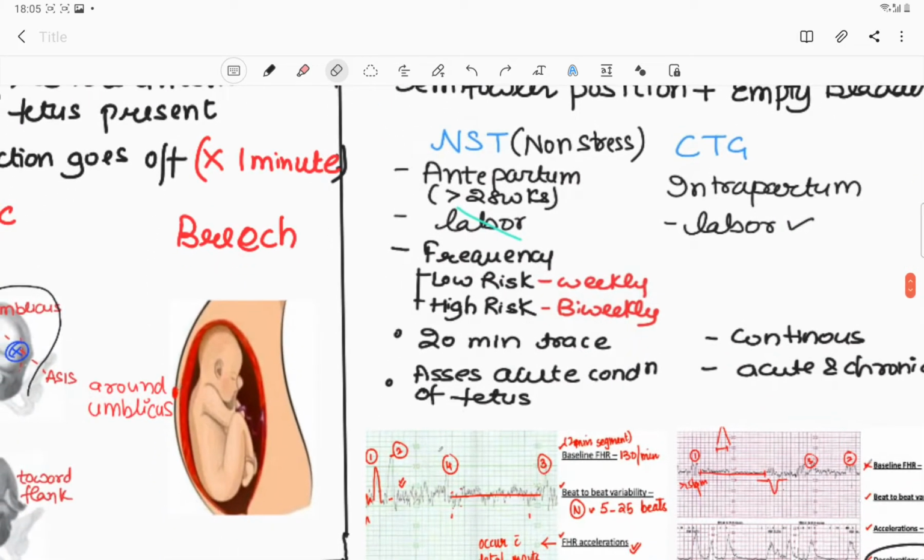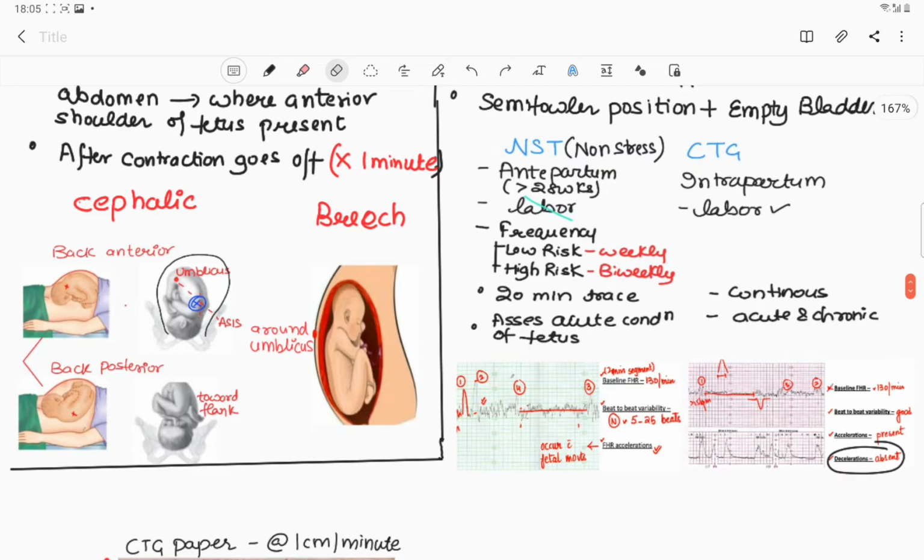So, what is the difference between the non-stress test and CTG? Non-stress test is done during the antepartum period, mostly after 28 weeks of gestation. It is called non-stress because it is not done in labor or stressful conditions. It is done weekly in low risk pregnancies and bi-weekly in high risk pregnancies. It is a 20-minute trace, and if it comes up normal, then a 40-minute trace is done. It assesses the acute condition of the fetus.